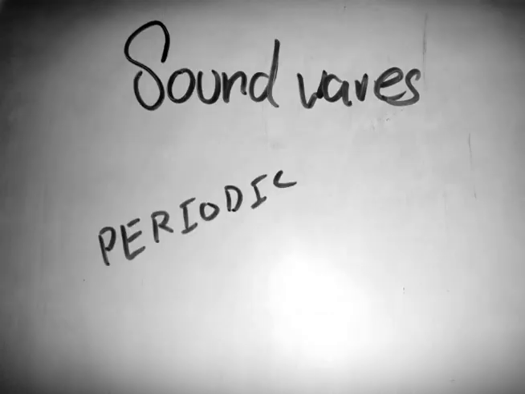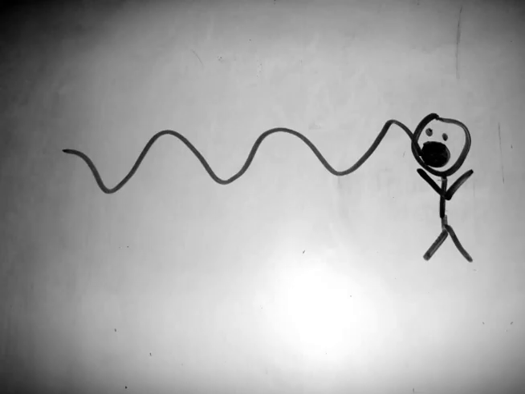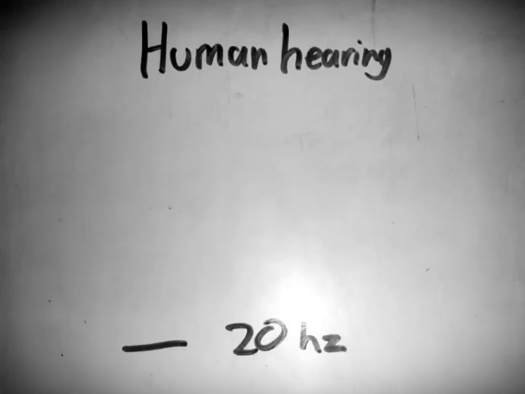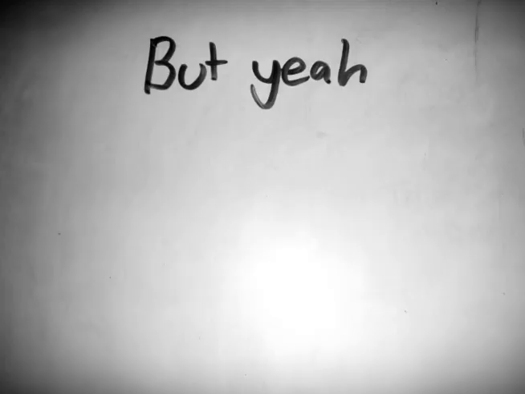Sound waves are also periodic and measured in hertz, so if some guy says blah, then the vibrations it makes look sort of like this, or perhaps like this. So most likely not sinusoidal, but still periodic. Human hearing ranges from a low of 20 hertz to a high of about 20,000 hertz. But yeah, sine waves are periodic.